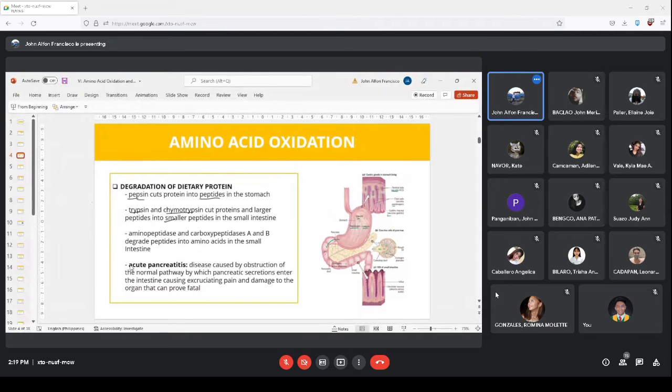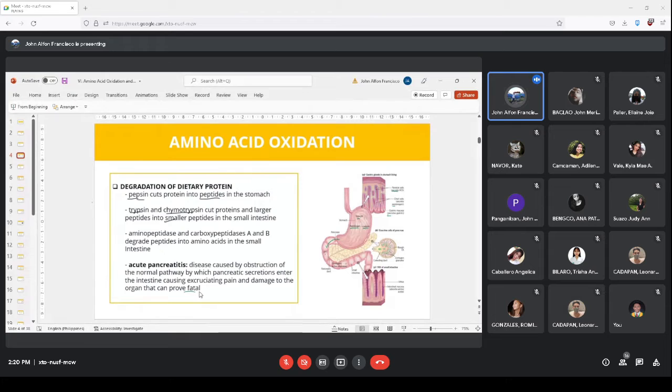So this is more example of illness or disease that may happen in our body related to the formation of amino acid, which is acute pancreatitis. So this disease is caused by obstruction of the normal pathway by which pancreatic secretion enters the intestine, causing excruciating pain and damage to the organ that can prove fatal.